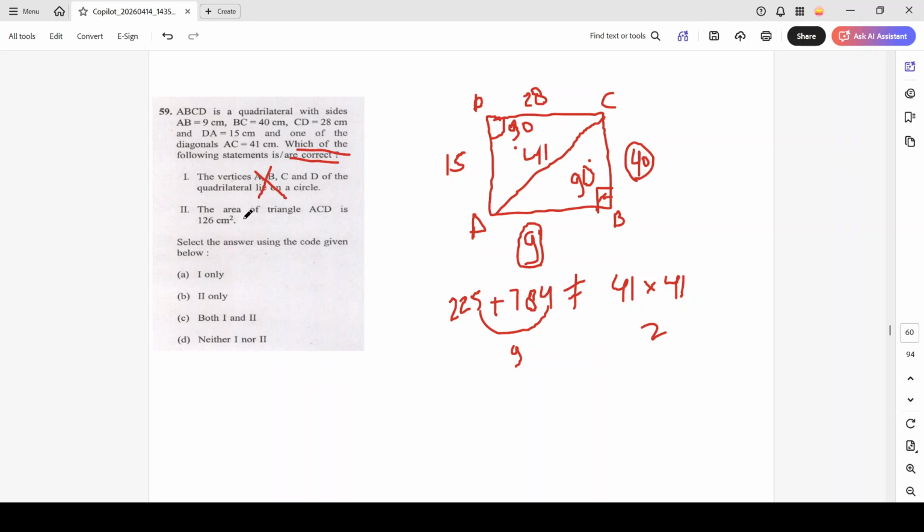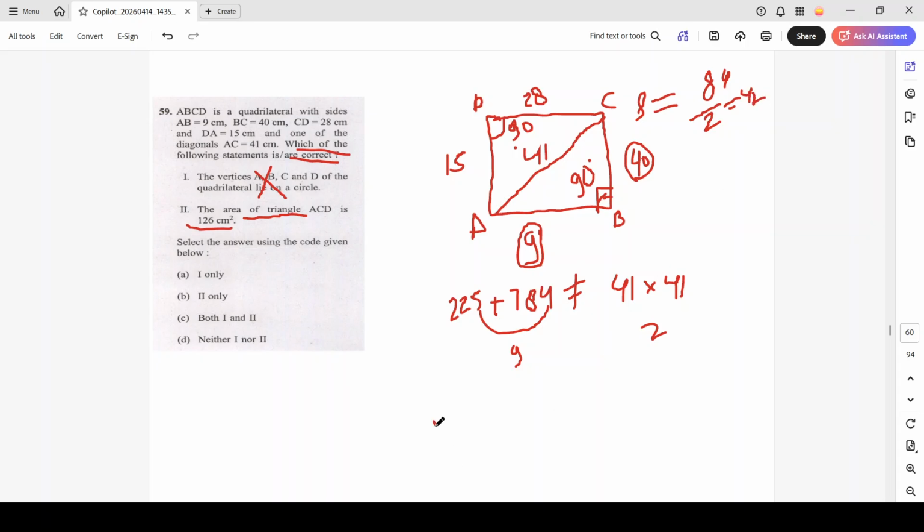Now the second statement: the area of triangle ACD is 126 centimeter square. So we have been given the ACD area as 126 centimeter square, and we have to find out whether this is a correct area or not. So first of all, we have been given all three sides, so by Heron's formula we can calculate the area. First we need to find S, which is equal to the sum of sides divided by 2. So 28, 15 and 14. What will be the sum of these? 8 and 5, 13, 14... the sum is 57, divided by 2. S is 42.